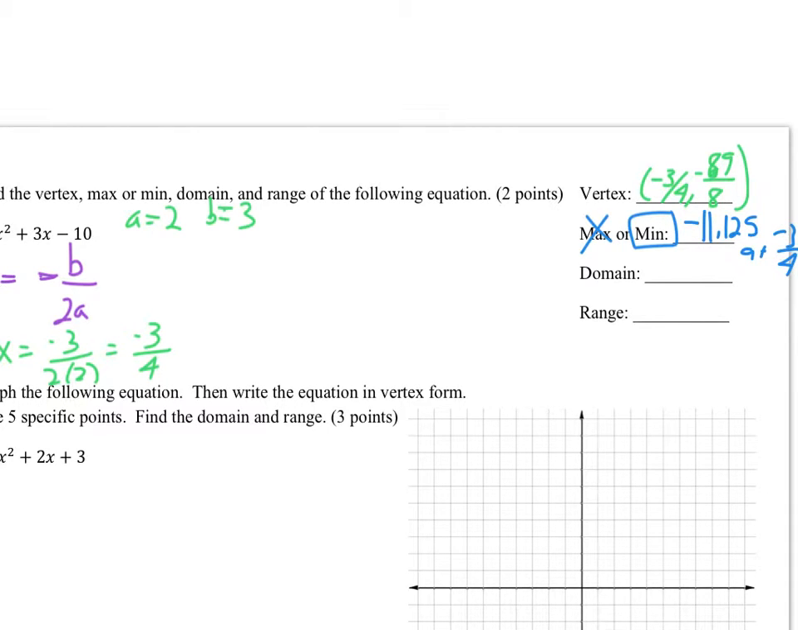The domain, as with all of these quadratic functions, is all real numbers. And the range is limited. The minimum would be the negative 89/8 or negative 11.125. So the values of y are all greater than or equal to, I'm just going to use the decimal, negative 11.125. So there we go. That answers all of those questions.